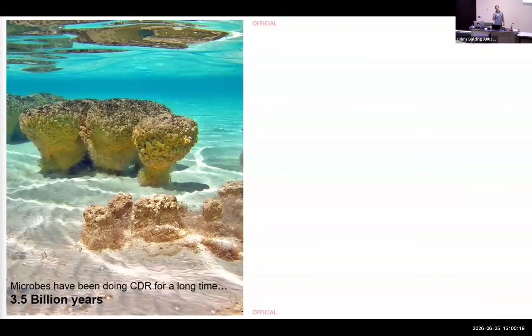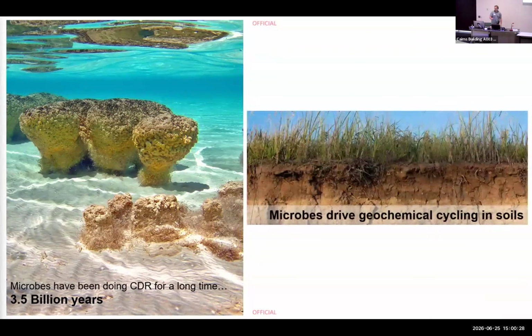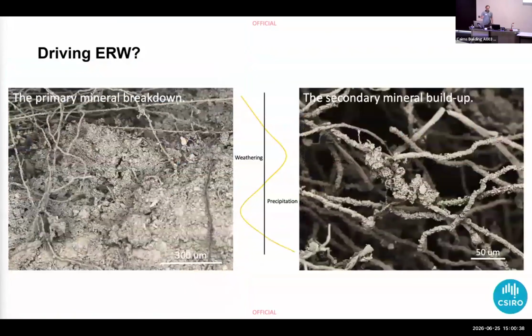Microbes are really good at CDR. They've been doing it for 3.5 billion years. It's a nice stromatolite. And they also drive geochemical cycling in soils. So, of course, naturally, they're going to have an impact in some way on ERW. And what does this mean? Microbes in the soil are really good at breaking down primary mineralogy, but at the same time building up secondary precipitates, walking the fine line between weathering and precipitation.